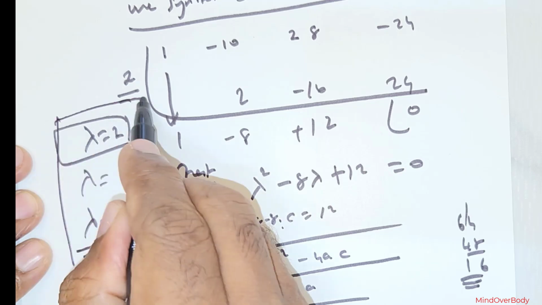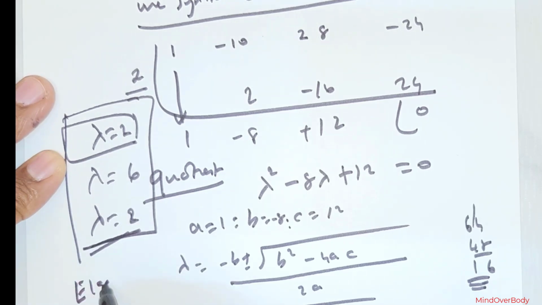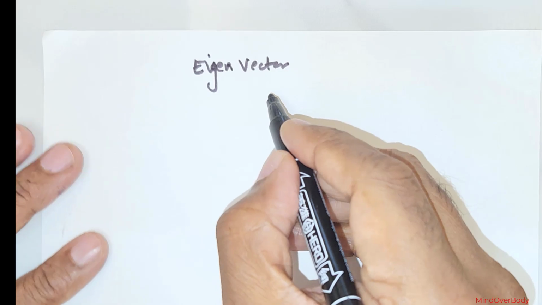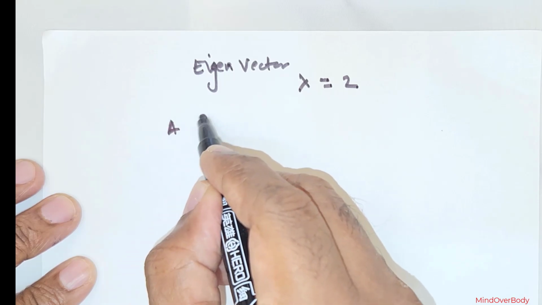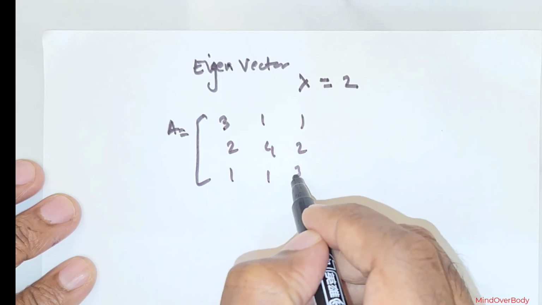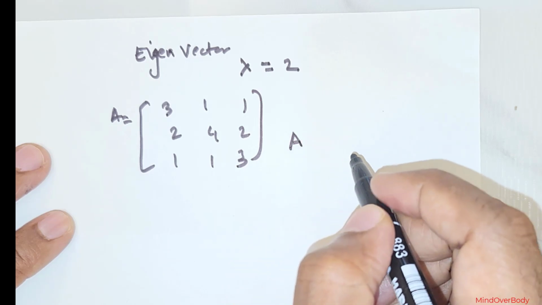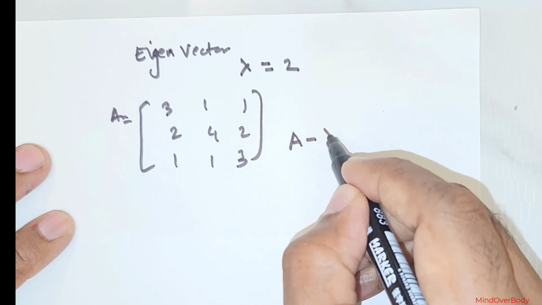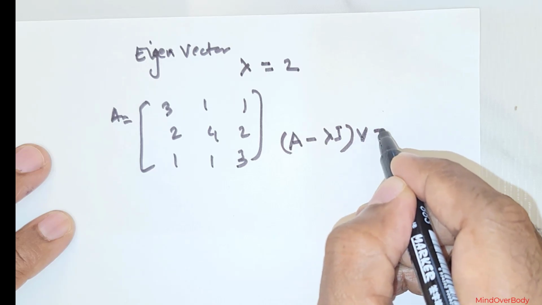So you have 3 eigenvalues. Now having got the eigenvalues, our next step is to find the eigenvectors. Okay, so let's do that. We are going to find the eigenvector associated with lambda is equal to 2. Now we have this parent matrix which is 3, 1, 1, 2, 4, 2, 1, 1, 3. So we set up the system as A minus lambda times I, times the vector, is equal to 0.